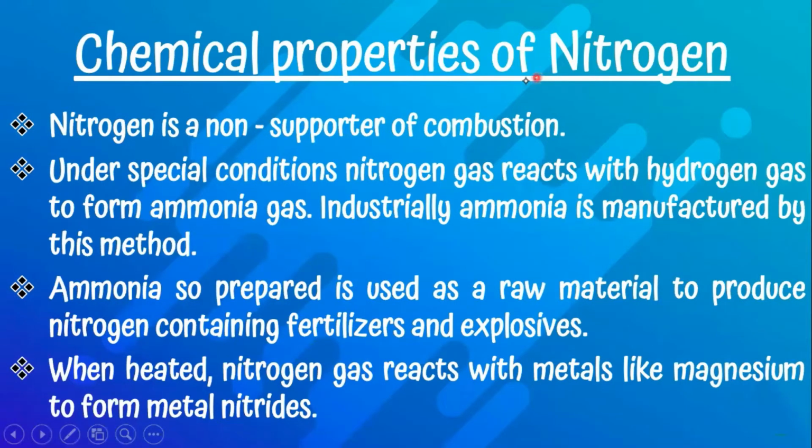Chemical properties of nitrogen. Nitrogen is a non-supporter of combustion. Under special conditions, nitrogen gas reacts with hydrogen gas to form ammonia gas, NH3. Industrially, ammonia is manufactured by this method. Ammonia so prepared is used as a raw material to produce nitrogen-containing fertilizers and explosives. When heated, nitrogen gas reacts with metals like magnesium to form metal nitrides.